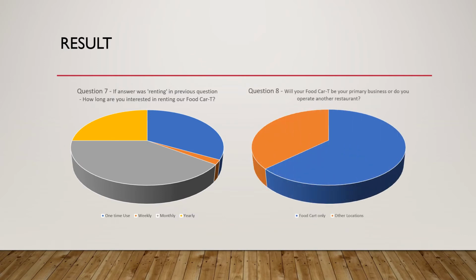Question 8 aims to deduce the expertise and financial stability of potential customers. Since the majority will use our food cart alone, it solidifies the point that our design should be cheap and easy to use, since this cart will be occupied by persons with little experience within a kitchen.